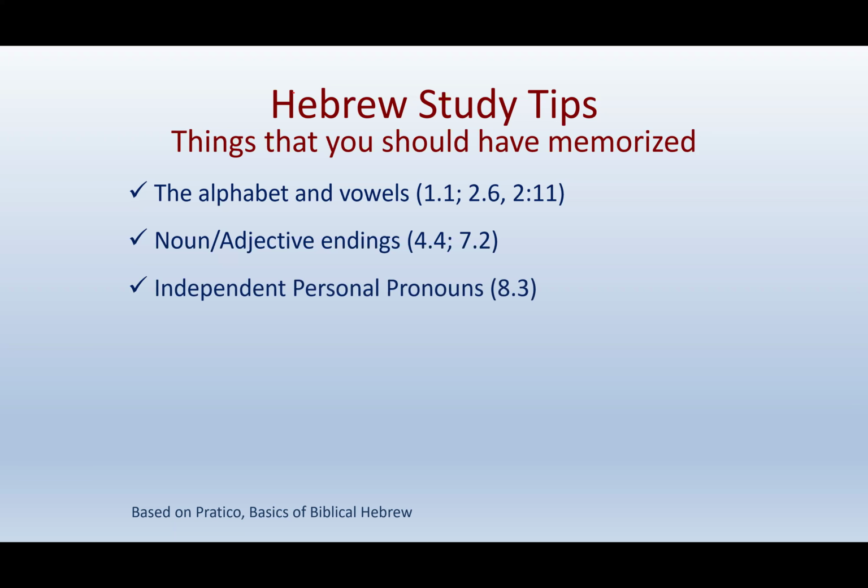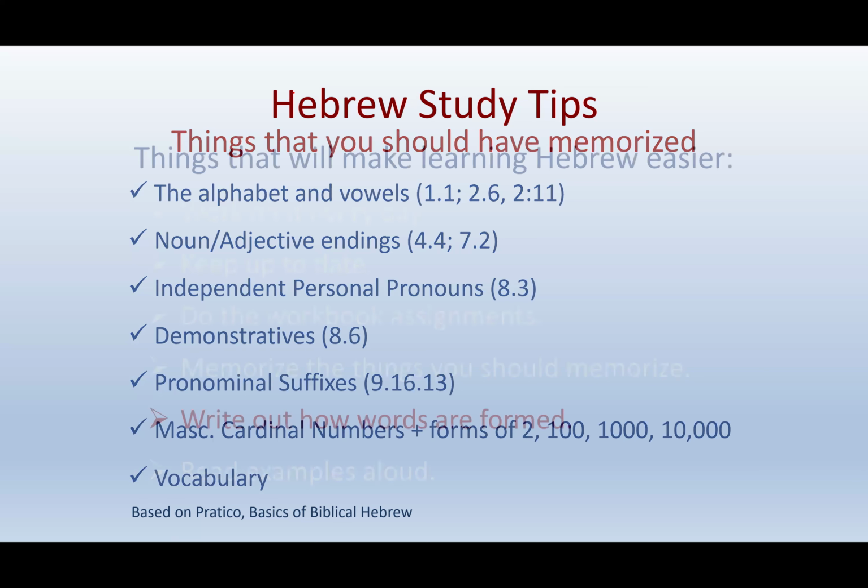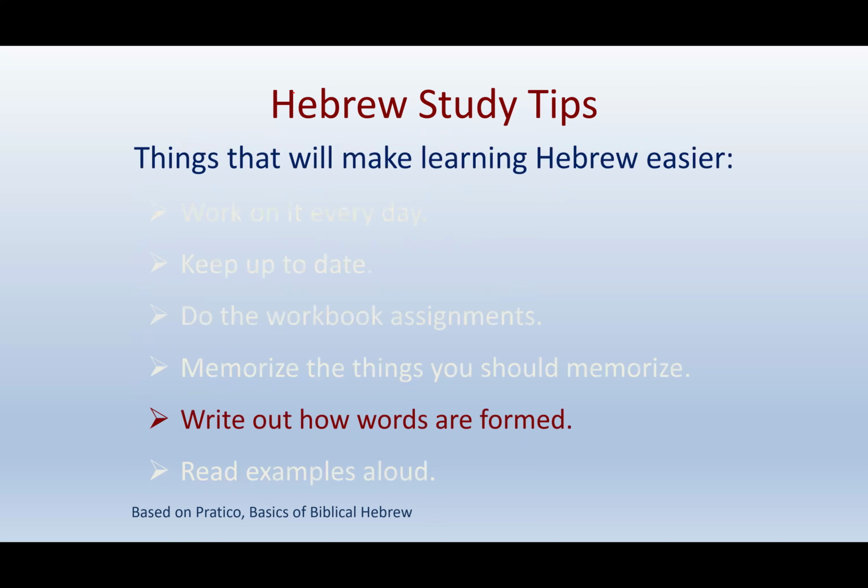The personal pronouns, independent personal pronouns, the demonstrative pronouns, pronominal suffixes, the cardinal numbers, which means the masculine cardinal numbers, which means the ones we count by, plus the variations for 2 and 100, 1,000, and 10,000. And finally, vocabulary, memorize vocabulary. So these are things that we need to memorize.